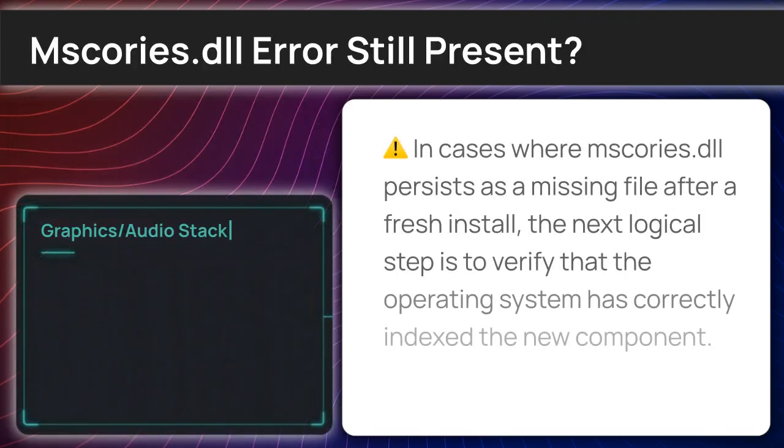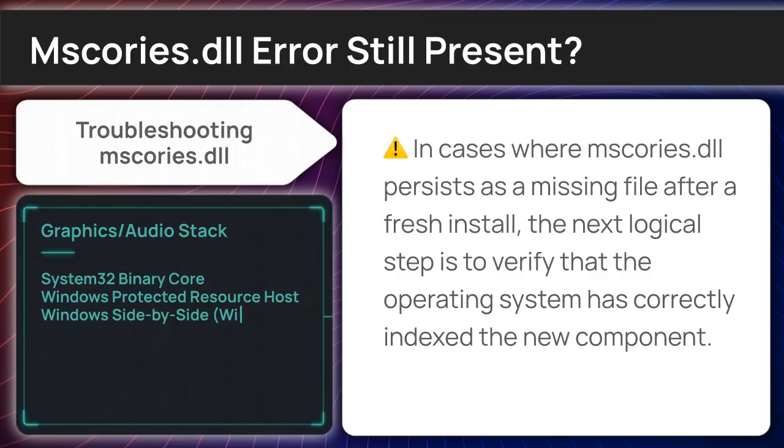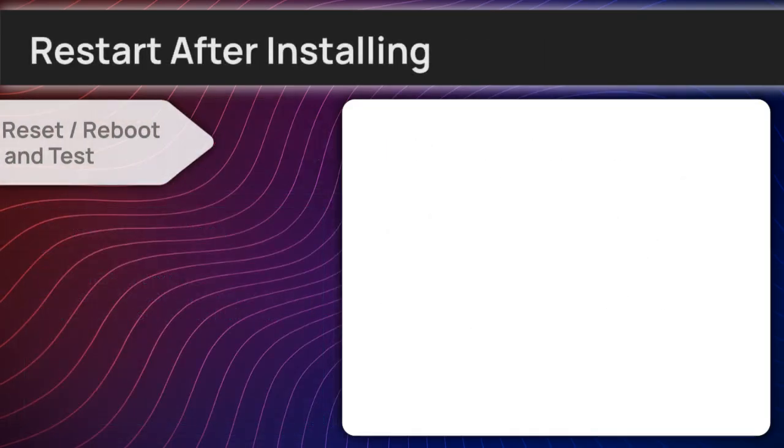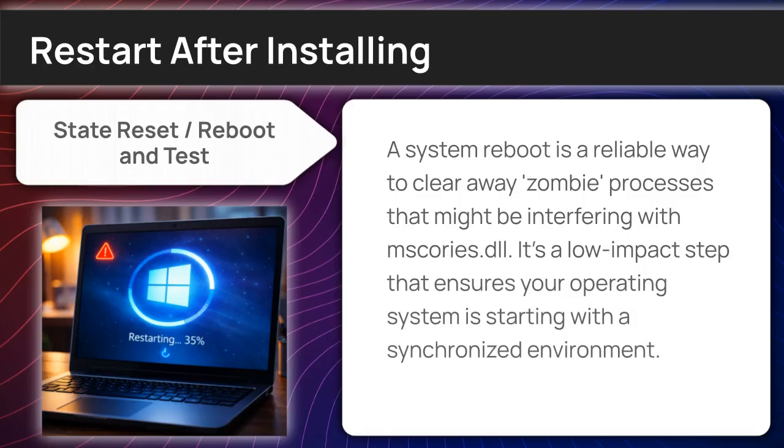If the setup package didn't provide a resolution, we need to look under the hood at how your system handles current session configurations. A standard reboot clears out temporary memory conflicts and gives the Windows loader another chance to properly register the mscorie component during startup.